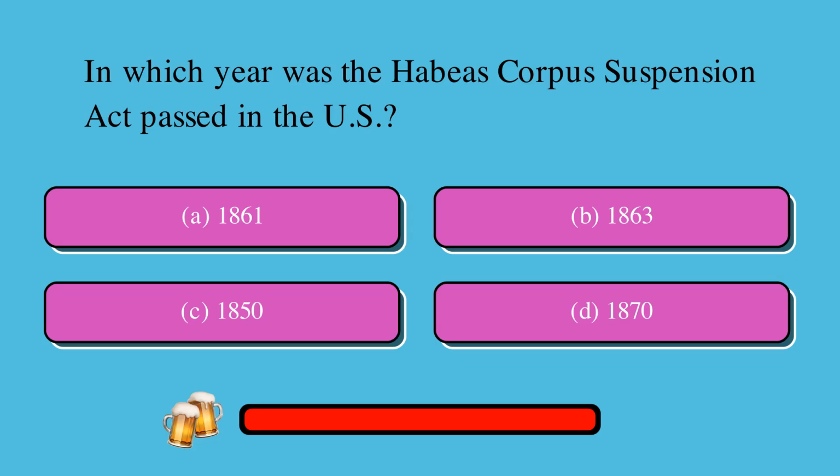In which year was the Habeas Corpus Suspension Act passed in the U.S.? Is it A. 1861, B. 1863, C. 1850, or D. 1870? The correct answer is B. 1863.